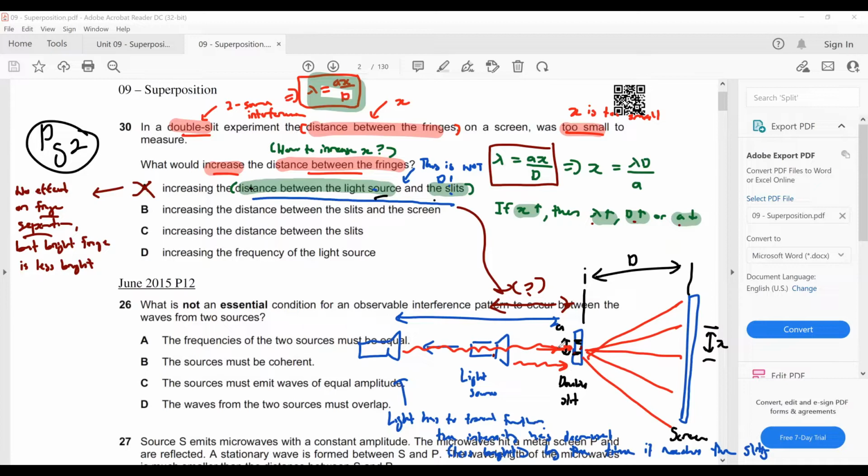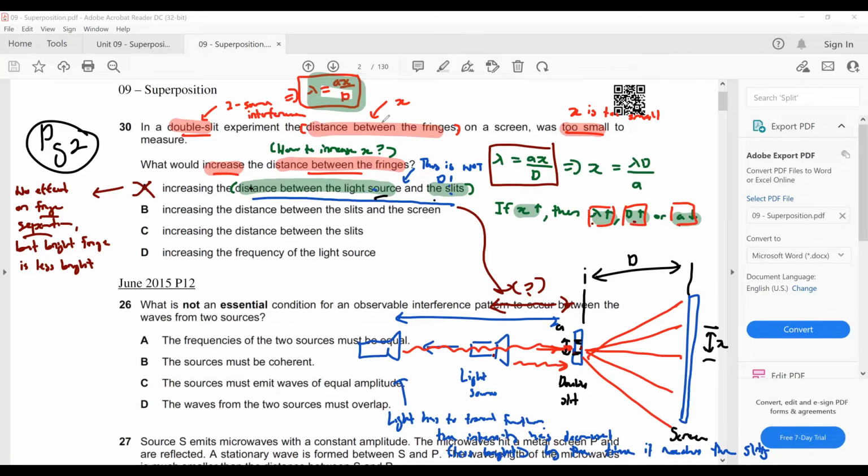It will actually become less bright by the time it reaches your double slit. So the interference pattern that you form will actually be less bright. But fringe separation itself, no change, because it did not affect any of these parameters. Here we're not talking about the brightness of the fringes. We're just interested in the fringe separation. So A is not the answer.